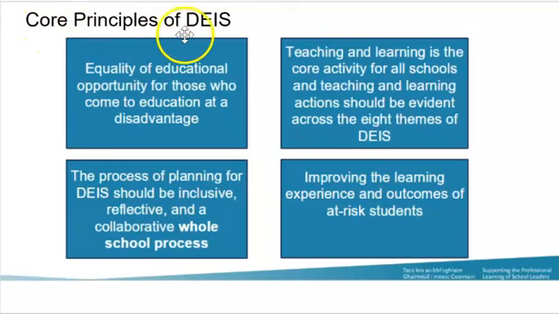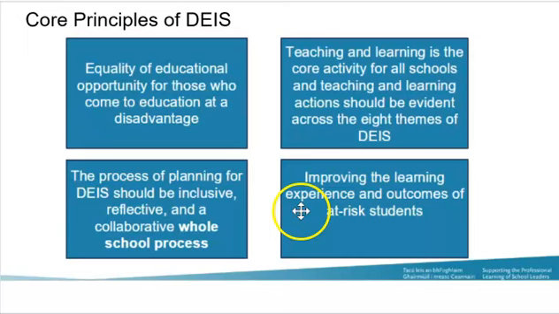Core principles of DEIS. Equality of educational opportunity for those who come to education at a disadvantage. Teaching and learning is the core activity for all schools, and teaching and learning actions should be evident across the 8 themes of DEIS. The process of planning for DEIS should be inclusive, reflective, and a collaborative whole school process.